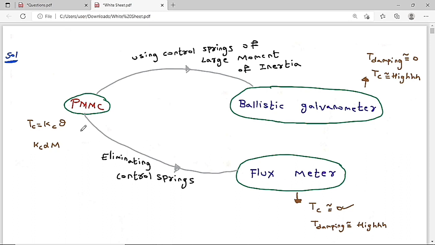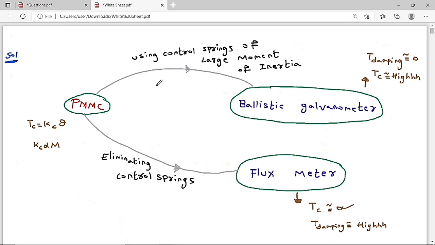So therefore, in the case of PMMC, the PMMC instrument can be used as a flux meter by eliminating the control springs. I think now we have understood. In the case of PMMC, if you replace the normal springs by those springs of large amount of inertia, then we are converting the PMMC into a ballistic galvanometer. Similarly, if you eliminate the controlling springs, then we are going to convert the PMMC into a flux meter.